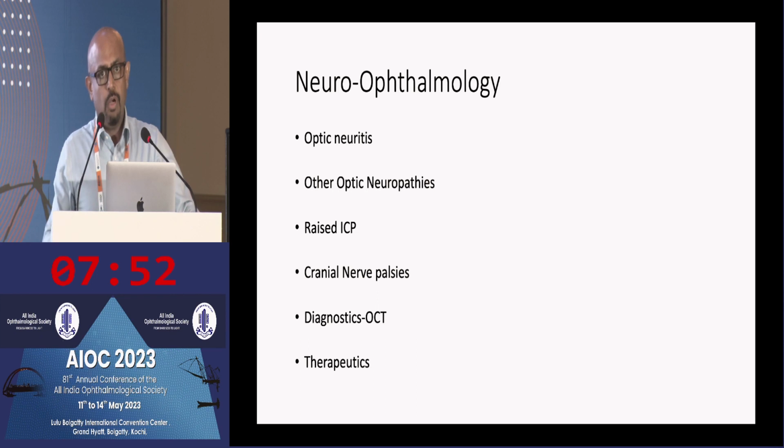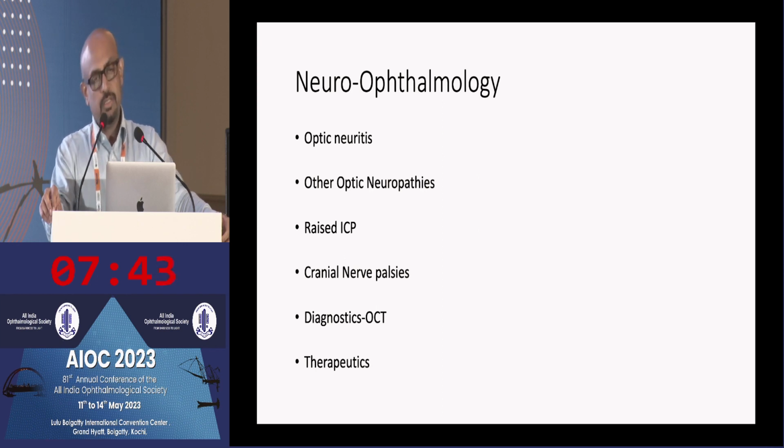AION: more and more associations of non-arteritic AION have now been discovered. We know that amiodarone does cause a clinical spectrum which is similar to non-arteritic AION. Sleep apnea has been associated. So these are a few things which have changed in the last decade or so.